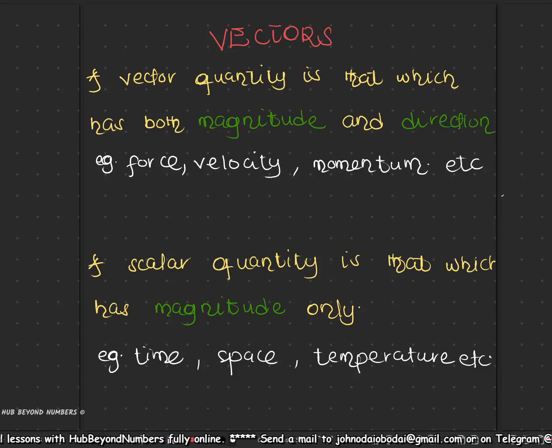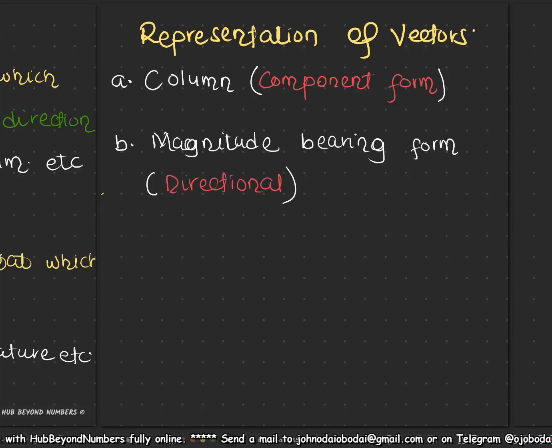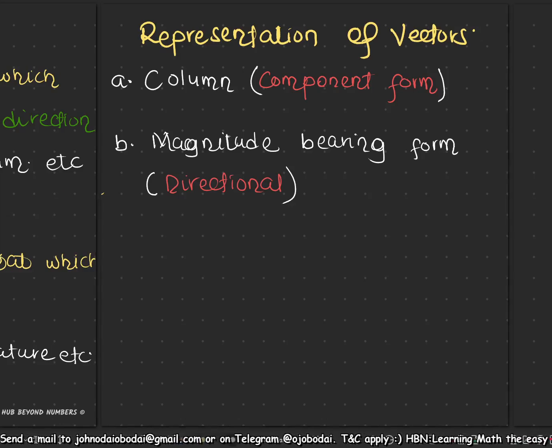Then let's come to how we can represent vectors. When it comes to representation of vectors, there are two main ways. The first one we'll be looking at is the column representation. There is the column form, which is also known as the component form, and we have the magnitude bearing form, also known as the directional form. We'll be looking at these two and then how to convert from one to the other. That is the main thing we'll be doing in this video. So let's quickly take a look at the column form or the component form.